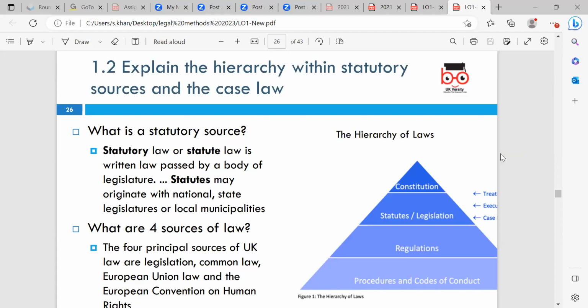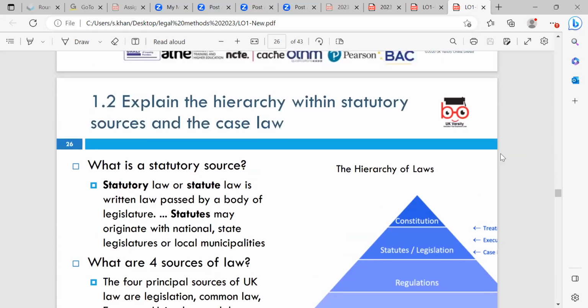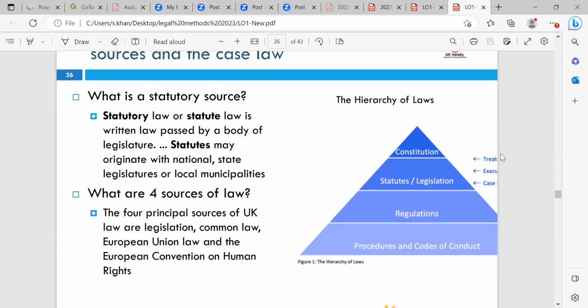Okay. And then we've got 1.2, which is explain the hierarchy within statutory sources and the case law. So what is statutory source? Statutory law or statute law is a written law passed by a body of legislature. Statutes originate with national, state legislatures or local municipalities. What are the 4 types of law? So we've got legislation, common law, European law, and the European Convention on Human Rights.